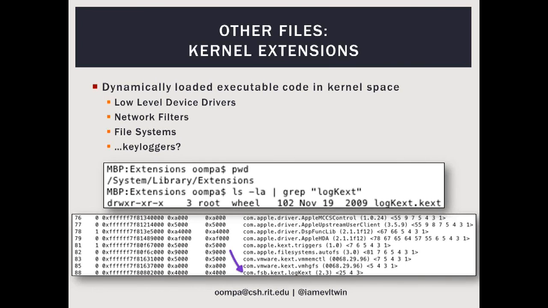And just to end the presentation, a couple other files you may want to look at. Kernel extensions. These are very similar to loadable kernel modules if you're in the Linux world. They do things like device drivers, network filters, file system extensions, and also bad stuff. Keyloggers, the example we have here is logkext. Again, this installs a kernel extension called com.fsb.kext.logkext. So be aware, you might have malicious stuff hiding in your kernel extensions as well.